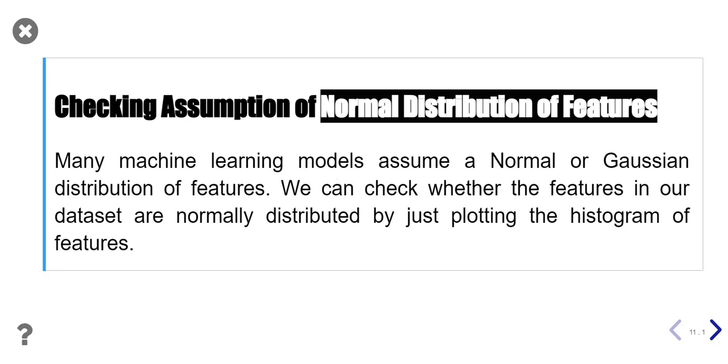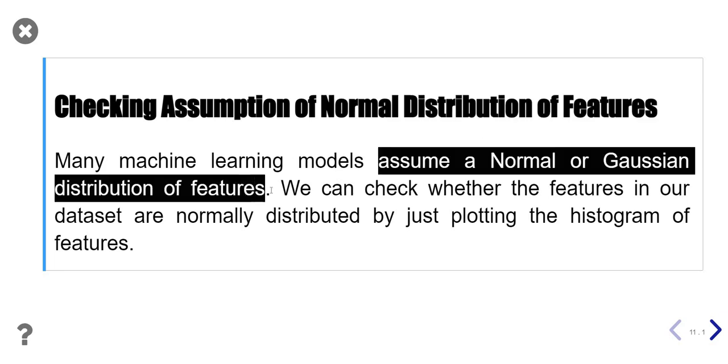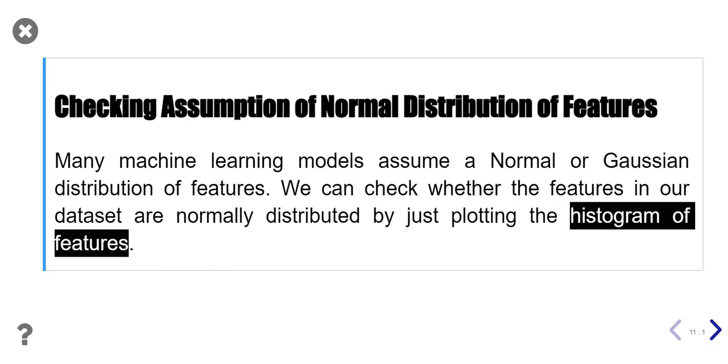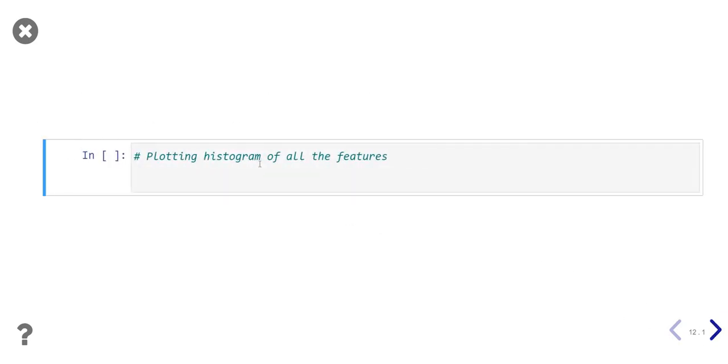So most of the machine learning models make an assumption that the data are normally distributed or well distributed. So how can we actually check? We can check by plotting the histogram of the features. Remember, earlier we have done this histogram, we can see how it is being distributed, right? So let's see how we can do that.